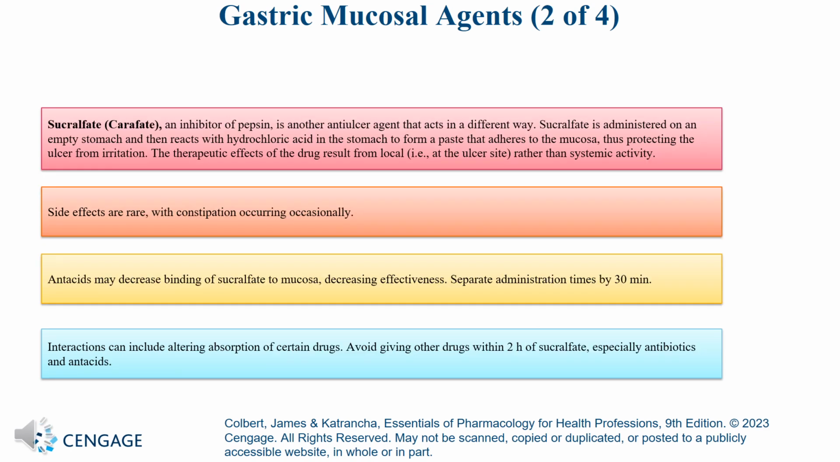Our next one is sucralfate, which is a pepsin inhibitor. It is another anti-ulcer agent that acts in a different way. Sucralfate is administered on an empty stomach and then reacts with hydrochloric acid in the stomach to form a paste that adheres to the mucosa, hence protecting the ulcer from irritation. The therapeutic effects of the drug result from the local rather than systemic activity.